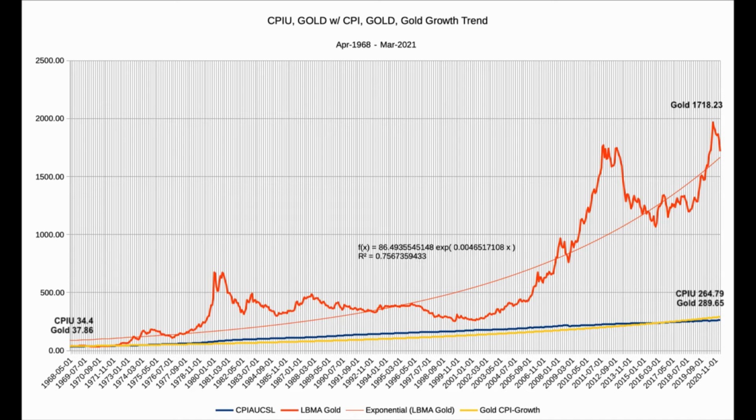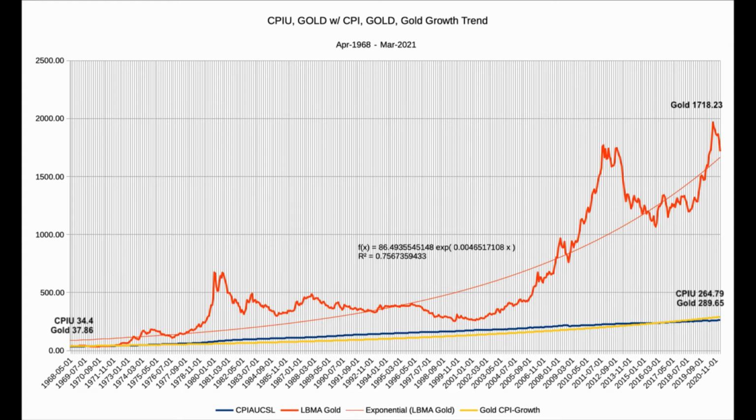In April 1968, CPI-U was 34.4. And the very latest one, in March 2021, was just released like a week ago. CPI-U is 264.79. That's a 7.65 times increase in CPI over 53 years, which is an annualized rate of 3.39% per year. So you can say that according to CPI, the inflation rate was 3.9% a year over the last 53 years.